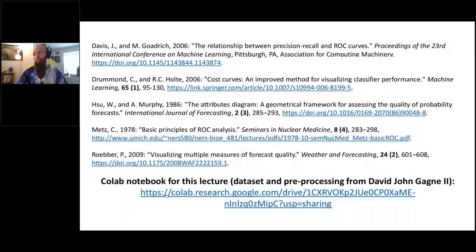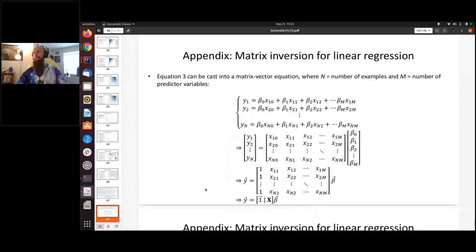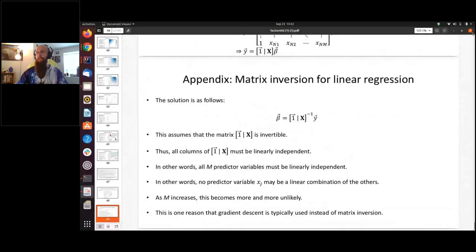And at the bottom of the slides, but you also got it in an email earlier today, there's the link to the Colab notebook, and I want to say that the data set and pre-processing was all provided by David John Gagne II, who's at NCAR now, and there's an original notebook that mine is based on that he wrote as well. So he had a major hand in doing all of this stuff. And then there's the appendix at the end for people who want to learn about matrix inversion.